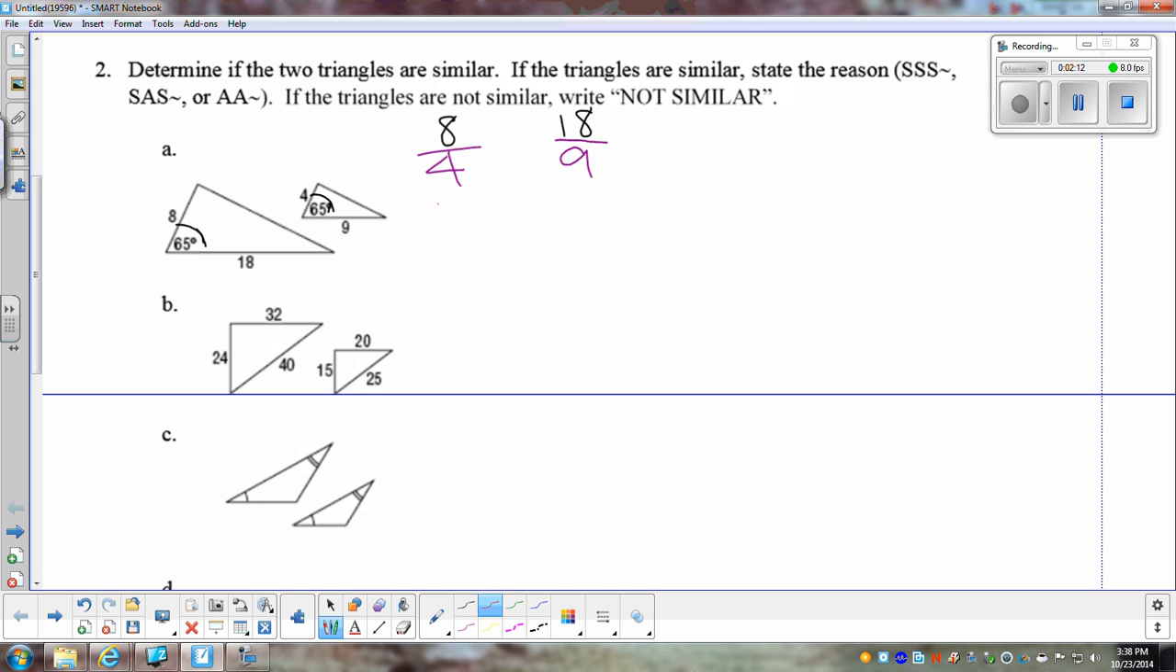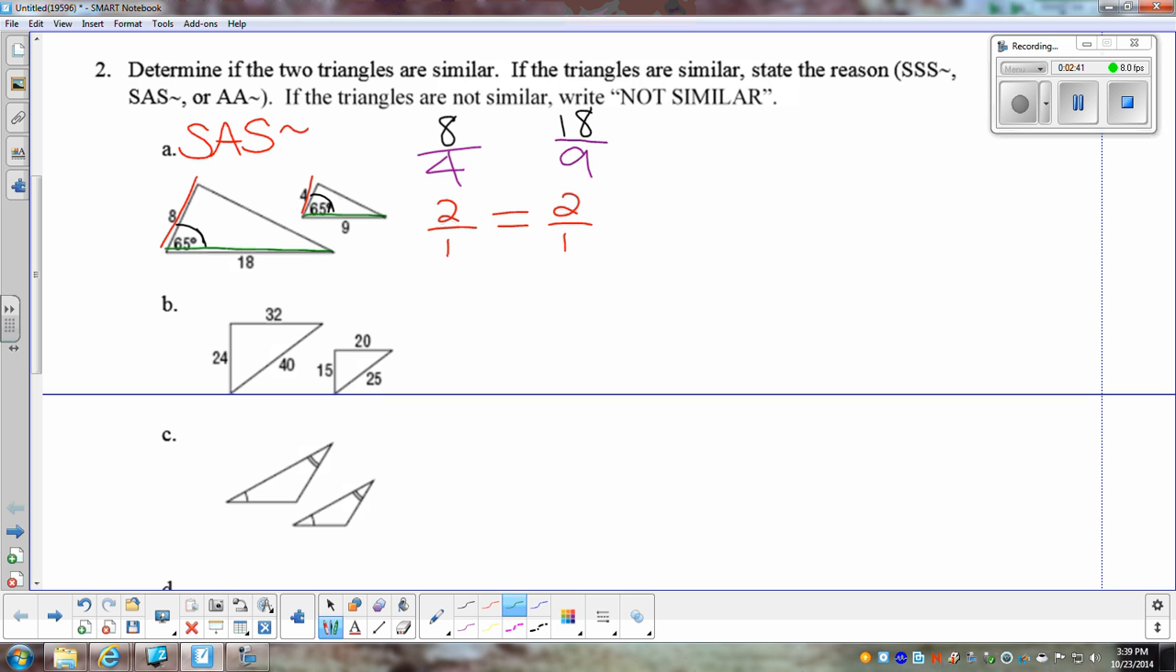And 8 over 4 simplifies to 2 over 1. 18 over 9 also simplifies to 2 over 1. So our sides are proportional. So A is similar by side, angle, side similarity, because we have the side, the 8 and the 4, then we have the angle, then we have the 18 and the 9. So side, angle, side.